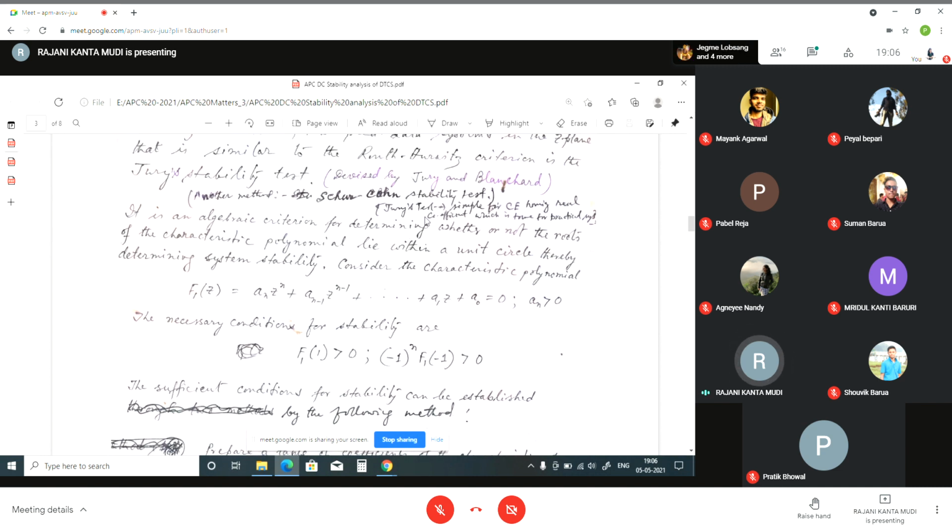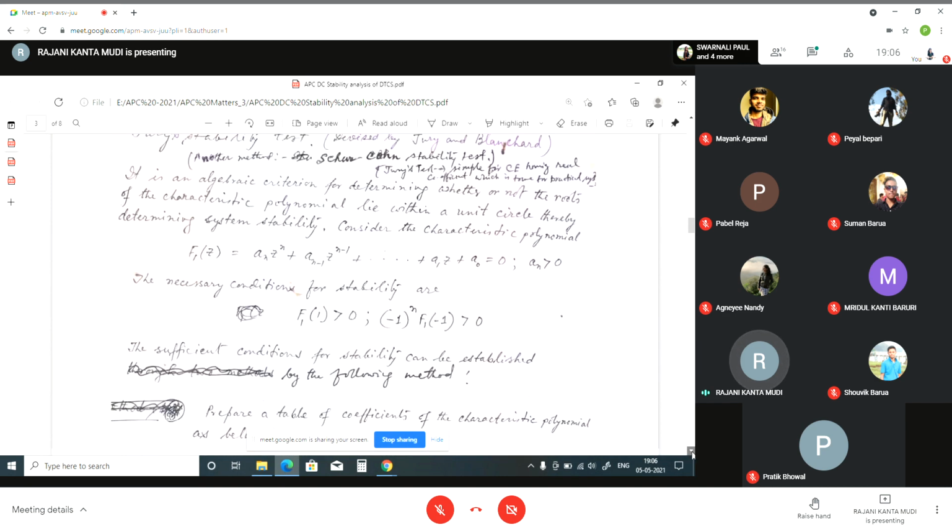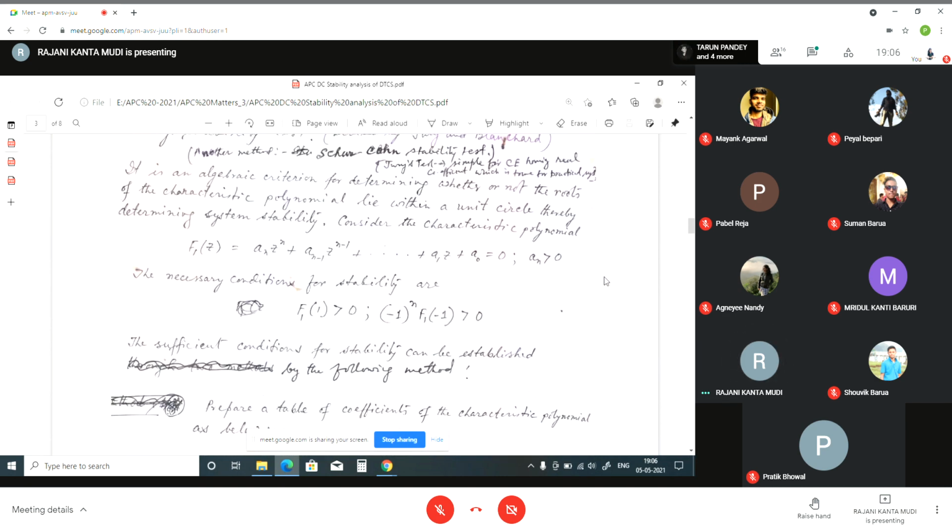Physically realizable systems will have the characteristic equation with real coefficients. That means all these a's are real. In that case, Jury's computation will be less compared to Schur-Cohn. That is why Jury's test is preferred. For a practical system, the coefficients are real. If the coefficients become complex, you can also use Jury's test and the Schur-Cohn test, but computation depends on the order of the polynomial.